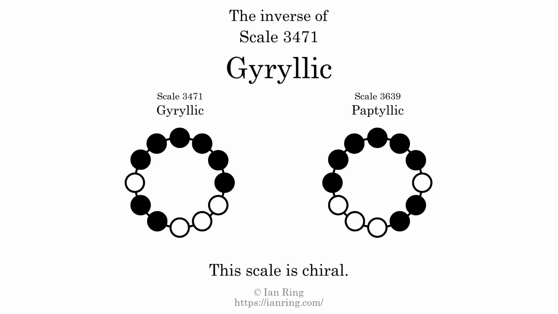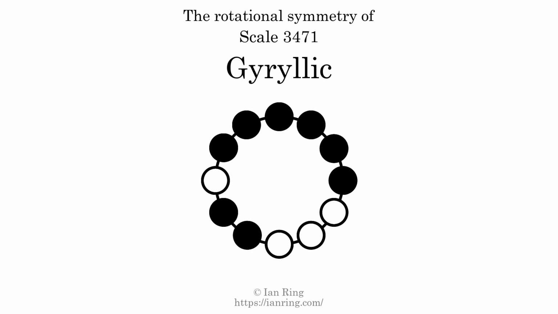The inverse of a scale is a mirror image. It is what you get when the sequence of intervals is reversed. The inverse of this scale is scale 3639, also known as Gyryllic. This scale is chiral. It cannot transform into its inverse by rotational transformation. This scale has no rotational symmetry.